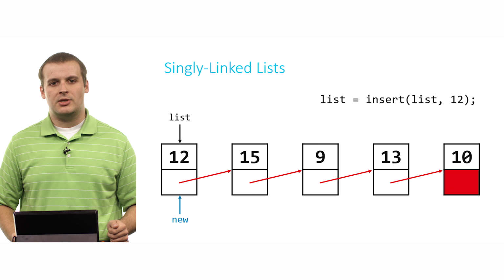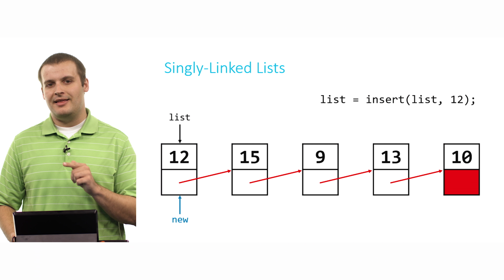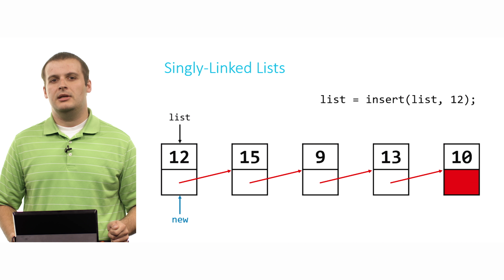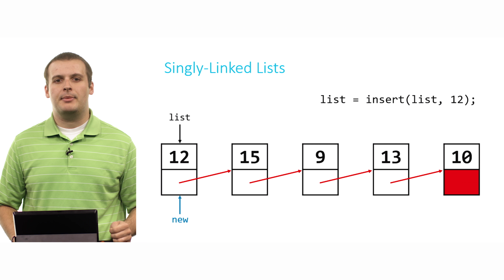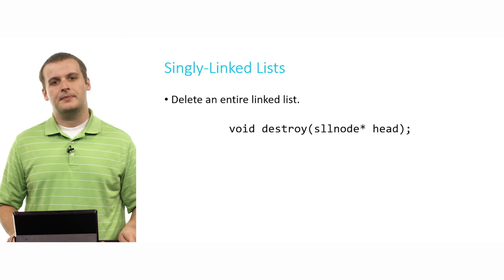And so this would be the correct order, which is to connect 12 to the list, then say that the list starts at 12. If we said the list starts at 12 and then tried to connect 12 to the list, we've already seen what happens. We lose the list by mistake.